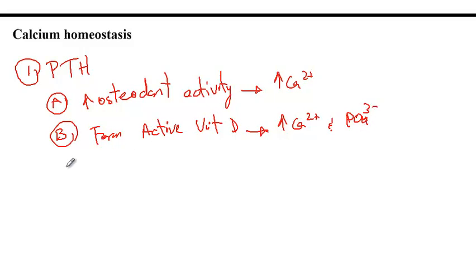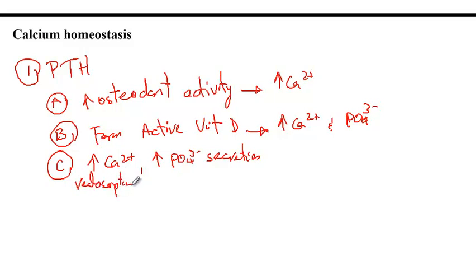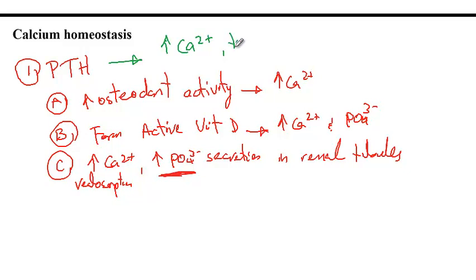reabsorption. And then finally, parathyroid hormone acts on the renal tubules to increase calcium reabsorption in distal convoluted tubules, but also increase phosphate secretion. So increase calcium reabsorption versus increase phosphate secretion in renal tubules. As a consequence, due to increased phosphate secretion, the overall effect of the parathyroid hormone is that it leads to increased blood concentration of calcium, but decreased blood concentration of phosphate.